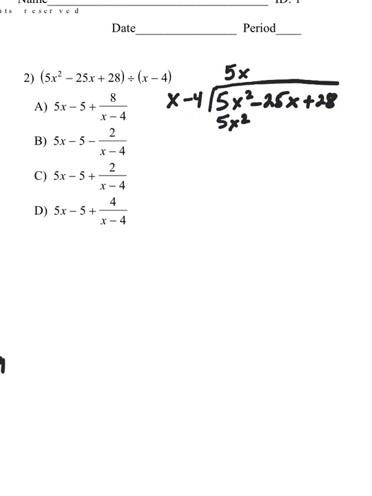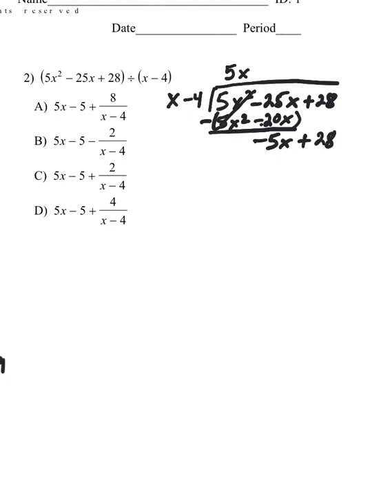So you're going to have to multiply now. 5x times negative 4 gives you negative 20x. What you're going to do now, the next step, is to subtract these expressions. So you have 5x squared minus 5x squared, that is 0. Negative 25x minus a negative 20x, that's a positive 20x. So it's negative 5x plus 28.